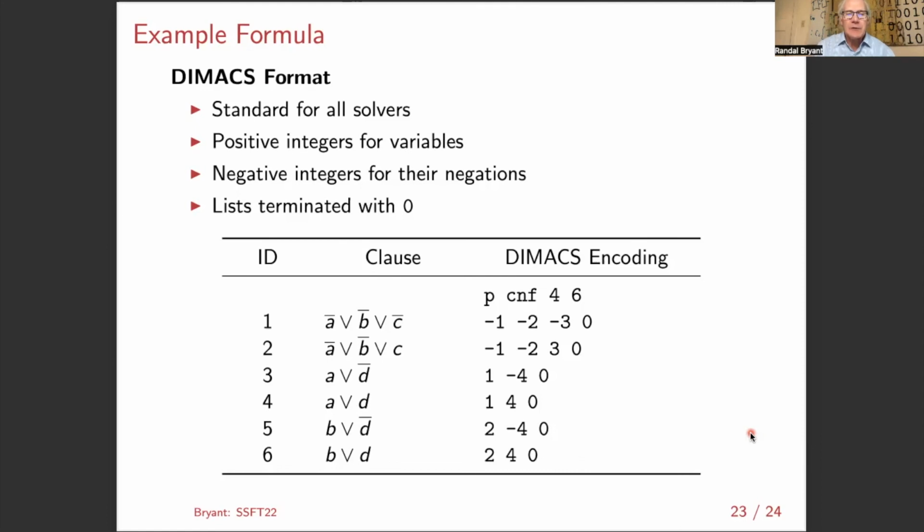Instead of giving names to variables, I'll just number them 1 through n, and I'll use +1 to indicate that variable, or -1 to indicate its complement. And then I'll list clauses, and I'll terminate each sequence of literals, or positive and negative numbers, by a 0 to mean the end of this clause. And at the beginning, I have a header that says p cnf, meaning this is a CNF file, with 4 variables and 6 clauses. So I can take that file and feed it into a SAT solver and see what I get. And what you'll find is it's unsatisfiable.